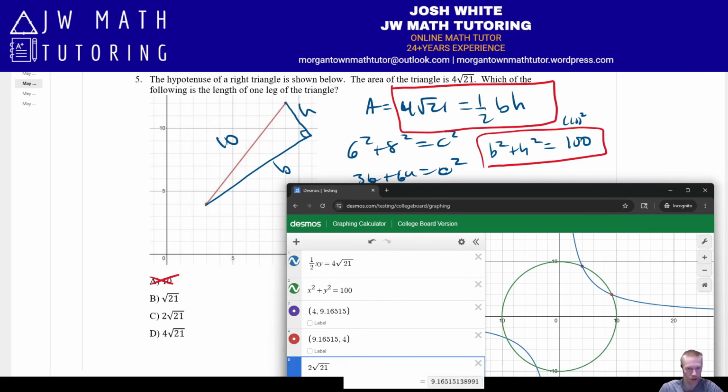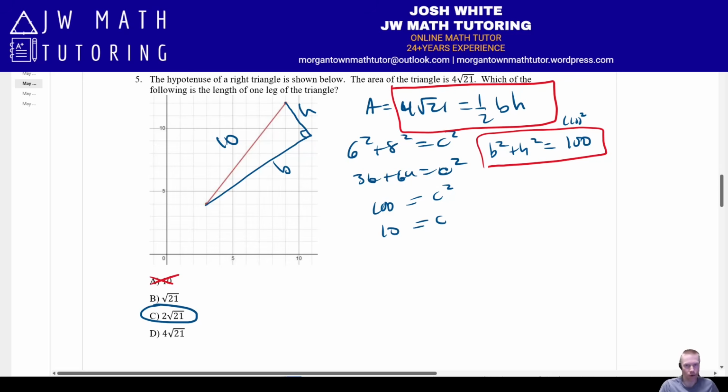9.16515. 4 root 21, of course, is not going to equal that, because that's the area, and that's half the product of them. So one of them alone is not just going to equal that. Unless I guess the other side happened to be 2 and it just completely canceled out, but that's not the case. We know the other side is 4. So therefore, it's going to be letter C here, 2 root 21.